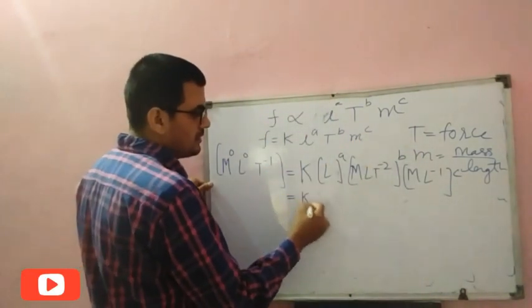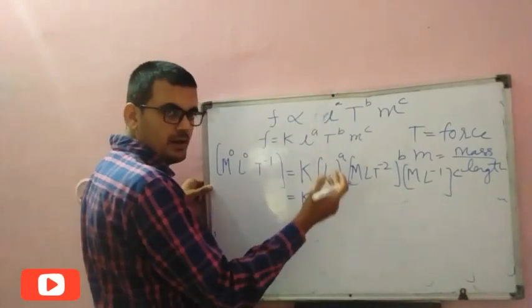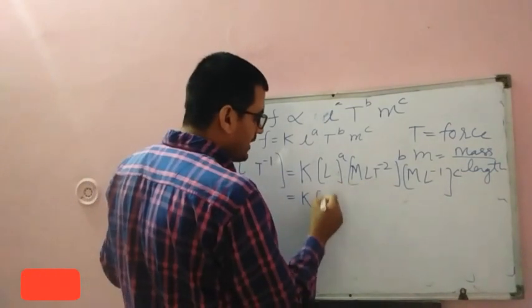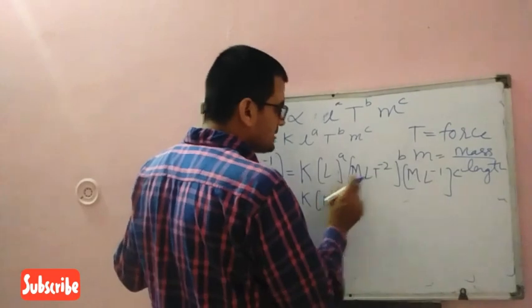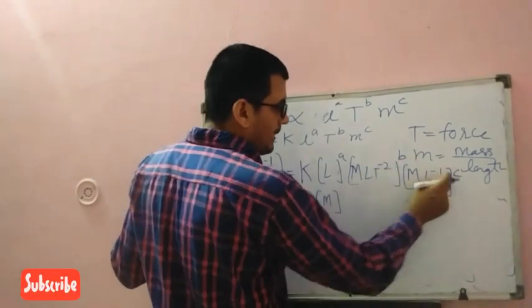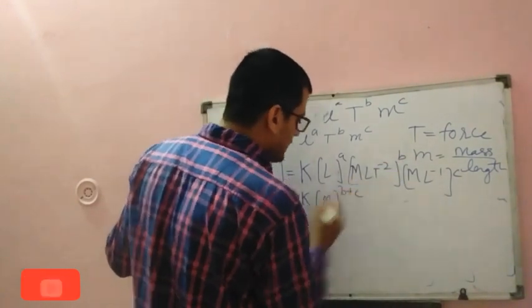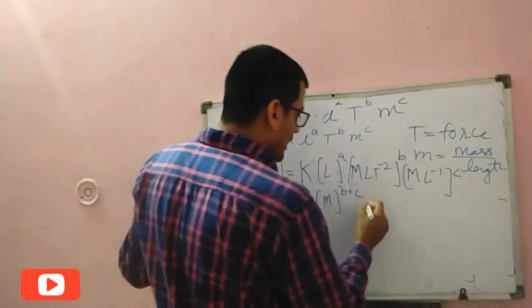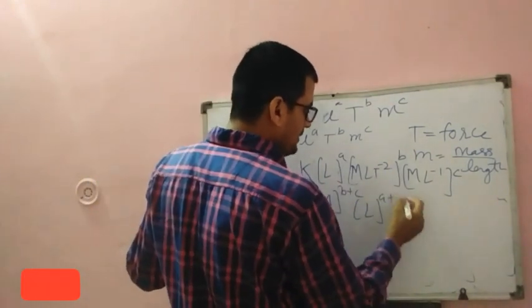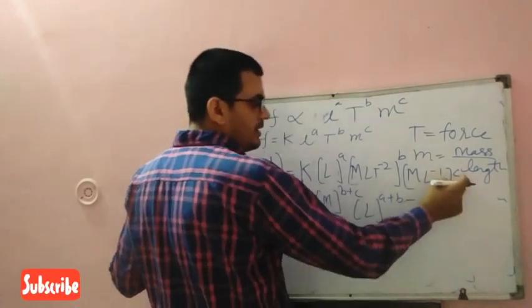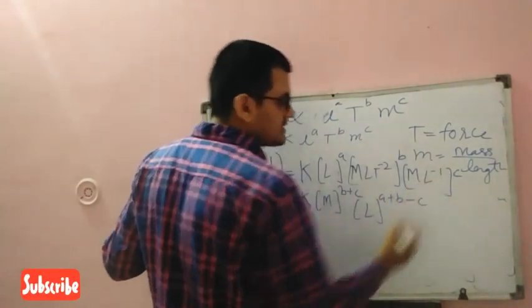Now we will rearrange it by taking similar terms at one place. M power b, M power c gives M power b plus c. L power a, and from here L power c into minus 1 gives minus c.